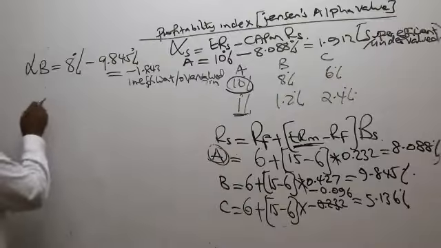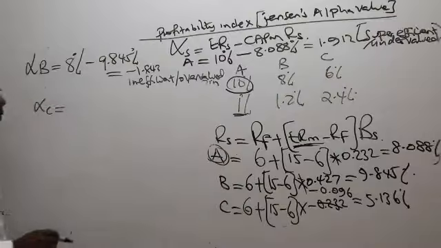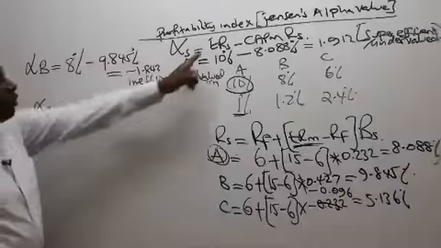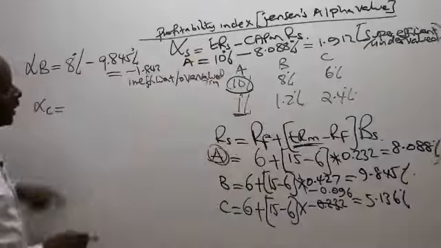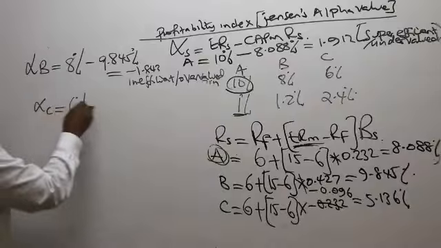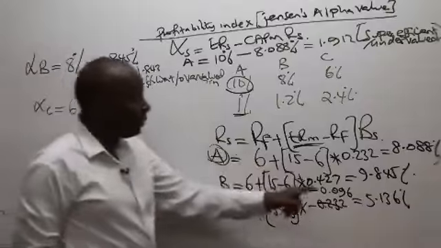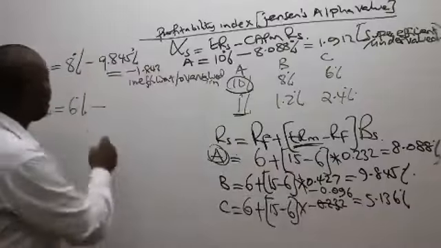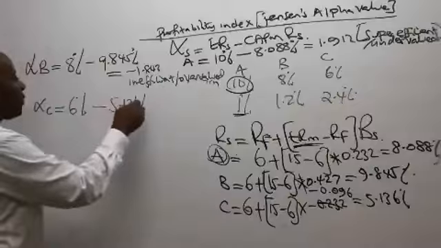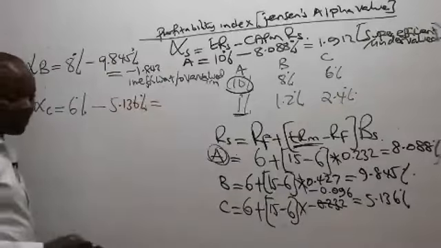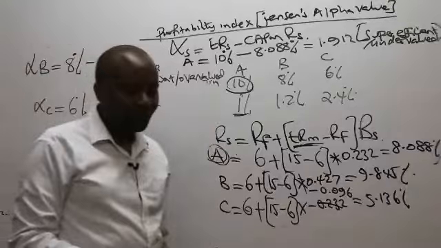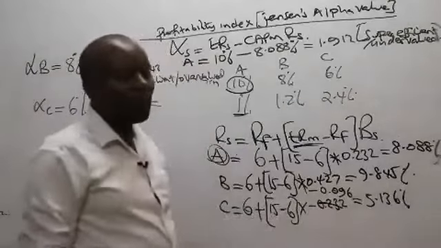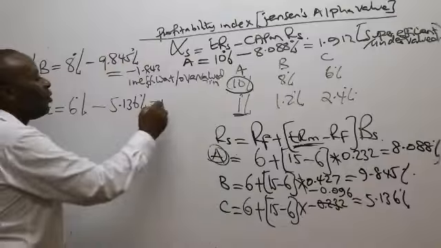And then now we go to the last one. How about alpha of C? Following this formula, I'll take the expected return of C, which is 6%, minus the CAPM return of C, which is 5.136%. So this will end up giving us what figure? Super efficient, 0.864.